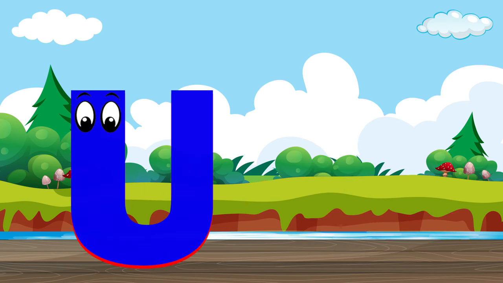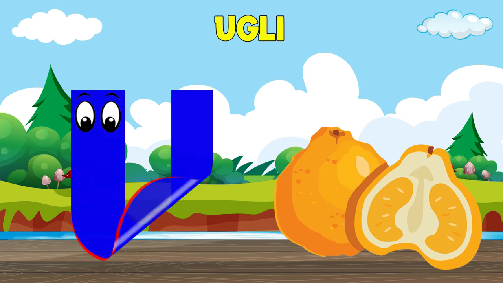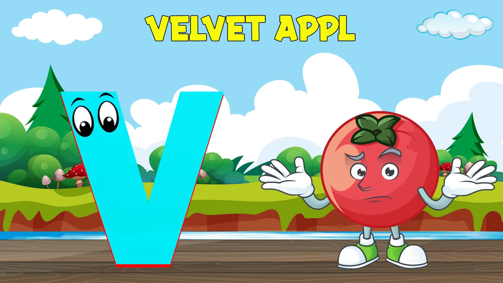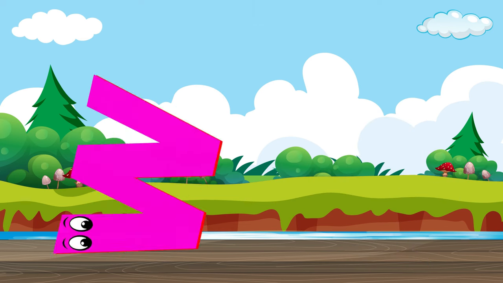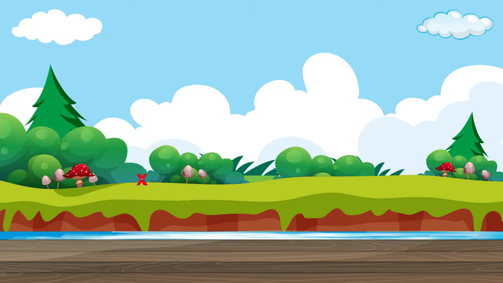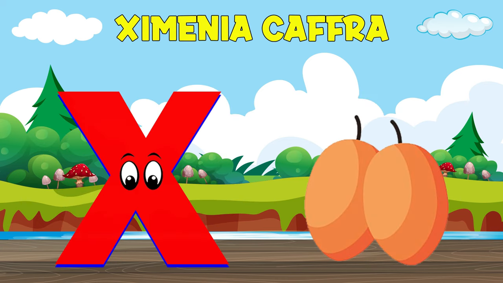U is for ugli fruit. V is for velvet apple. W is for wineberries. X is for Xhosa caffra.